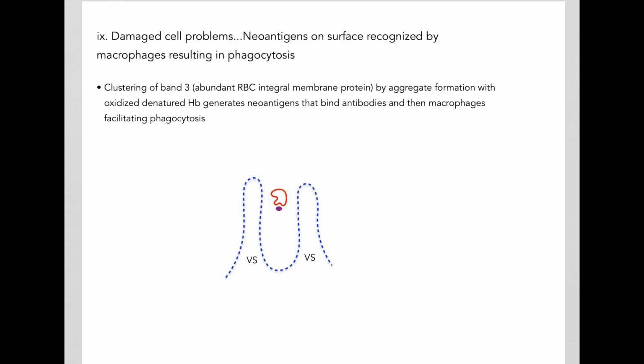These new antigens are believed to be formed by the aggregation of this protein on the plasma membrane. It's an integral membrane protein called BAN3 present in the red blood cell, and this protein present in the plasma membrane of the red blood cell aggregates with hemoglobin that has been oxidized.